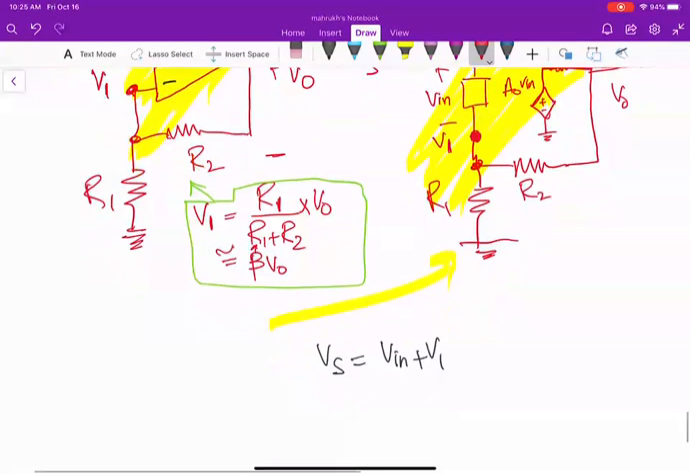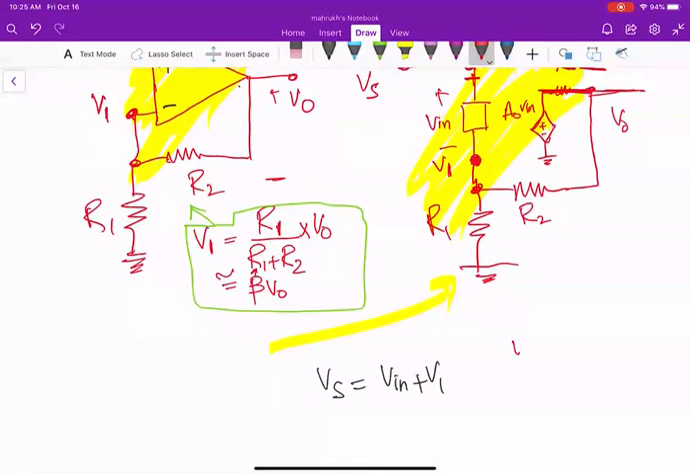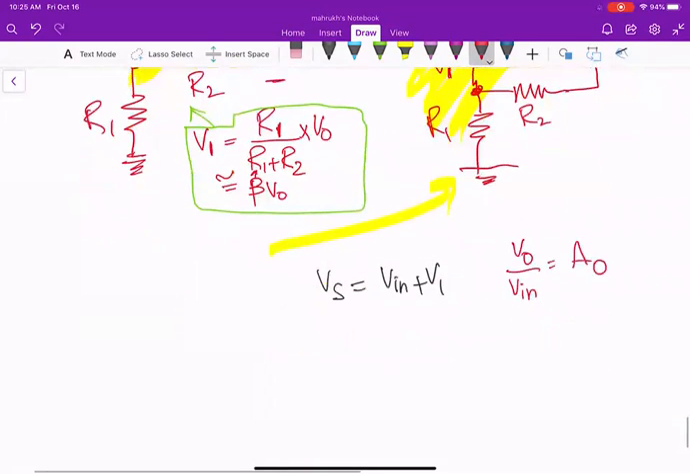And we know that our V naught over V in is A naught. Why? Because if we draw this, V naught voltage is across A naught V in, and we can just say that V naught over V in is equal to A naught. So that makes our Vs equal to V naught by A naught plus V1.